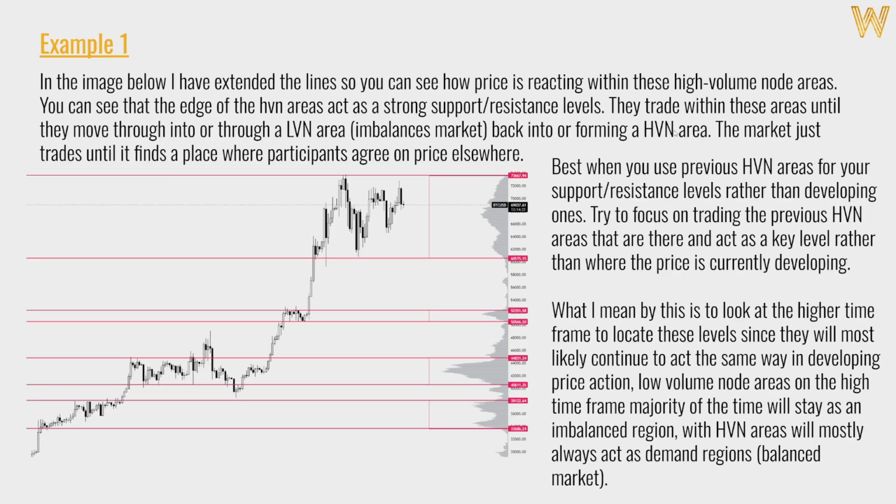So a little example here: we can see in the image below how I've extended the lines of the high volume node edges, and you can see how price reacts around these high volume node edges. They hold as support and resistance areas. Price trades within these areas until it moves through a low volume node area into an imbalanced market, back into forming a high volume node area. So a lot of the time it can trade back into a high volume node area, or sometimes it can trade into a new one. We can see here price broke down, then it broke down through the low volume node area and traded back into the high volume node area and continued.